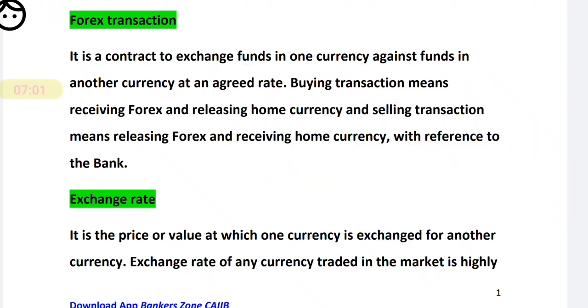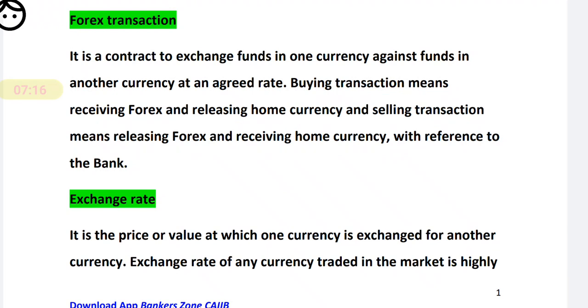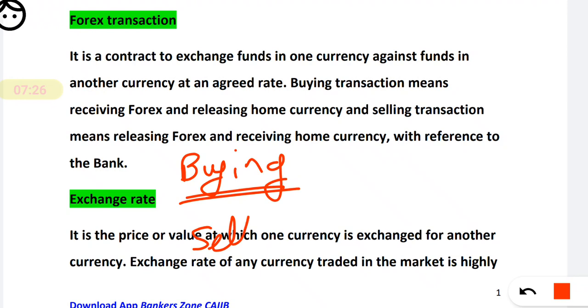Now, a buying transaction means receiving the forex and releasing home currency, and a selling transaction means releasing forex and receiving the home currency. First, you have to identify in a numerical what is a buying case and what is the selling case. Many people are not able to identify this. That is very, very important, friends. You have to remember what a buying case is and how to identify it.